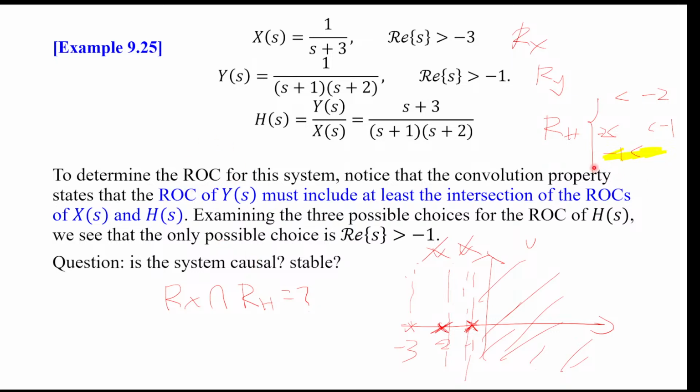With this ROC greater than -1, is the system causal or stable? If you think the system is causal, raise your hand. And if you think the system is not causal, raise your hand. Okay, and indeed this is causal. This is causal because it's a right-sided ROC.